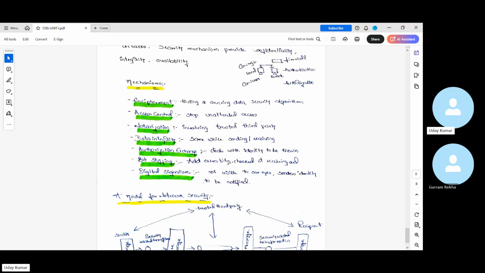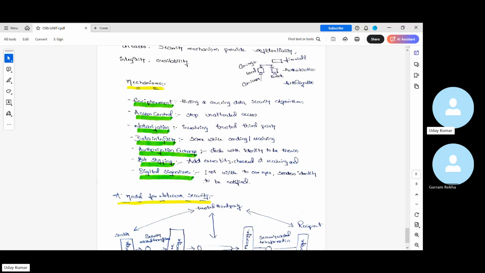Bit stuffing. So add extra bits and check at the receiver end. So you need to make sure that whoever is accessing our network, the secure channel, should not be able to understand what the original message is, because we have added extra bits. This you are going to see in the security algorithms that we'll be discussing in unit 2, right?